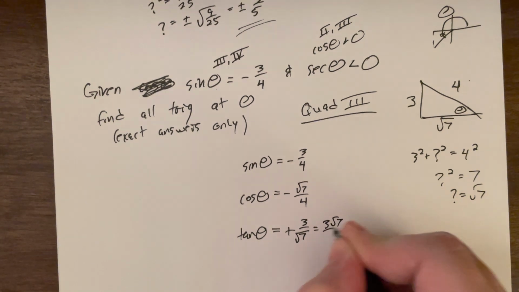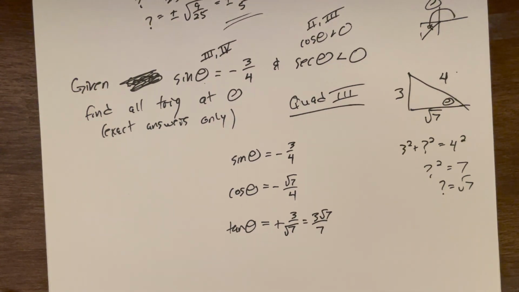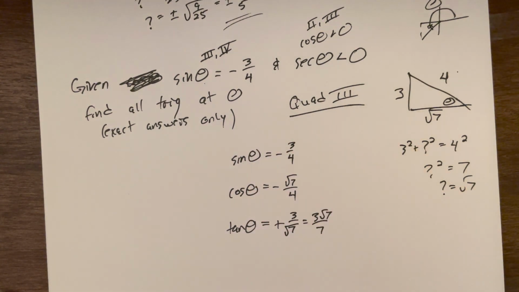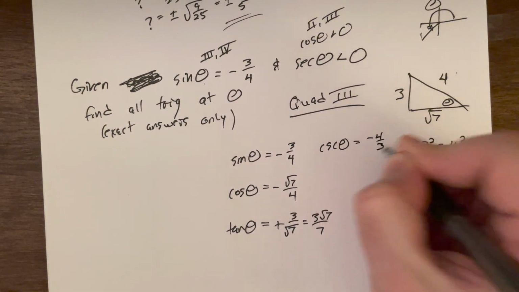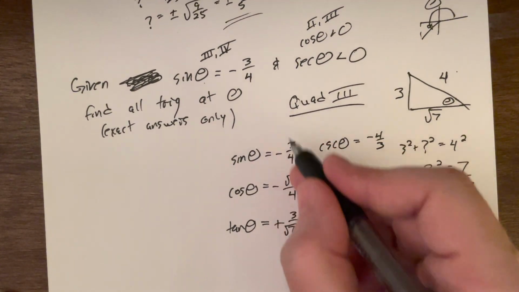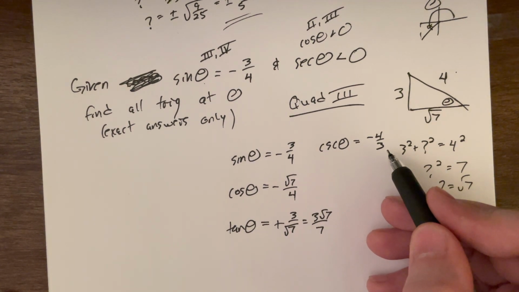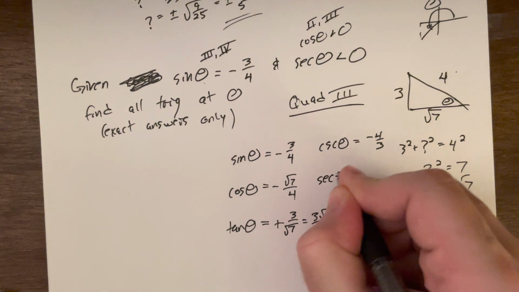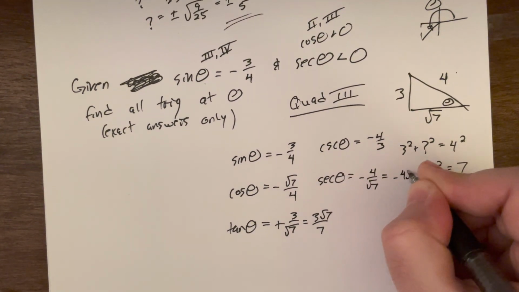And if we clean that up, we get 3 radical 7 over 7. Don't forget about the others, but you've done all the hard parts. Again, we say this so often, but not to forget, once you have these 3, it's all just flipping. What's cosecant? Well, you flip this, and when you flip, it still stays negative. 1 over negative 3/4. You flip, it's still 1 times negative 4/3, negative 4/3. Secant, you'll get negative 4 over radical 7.